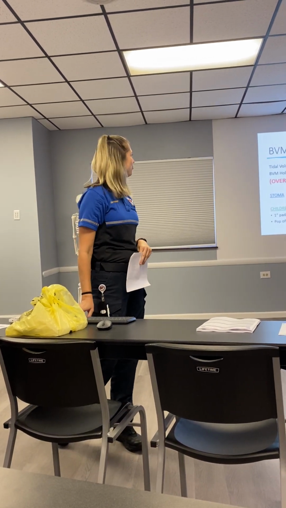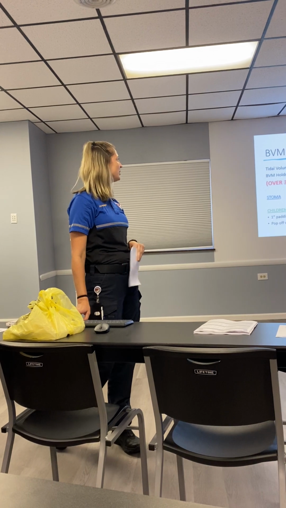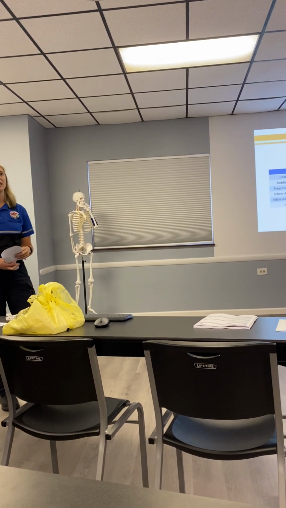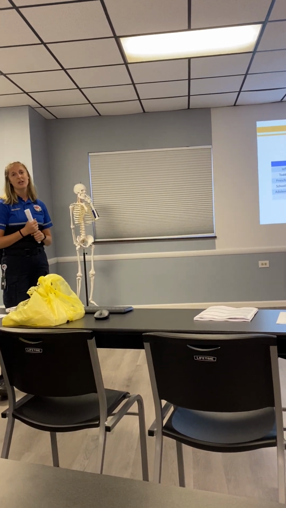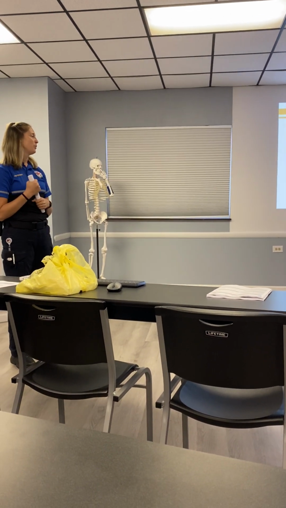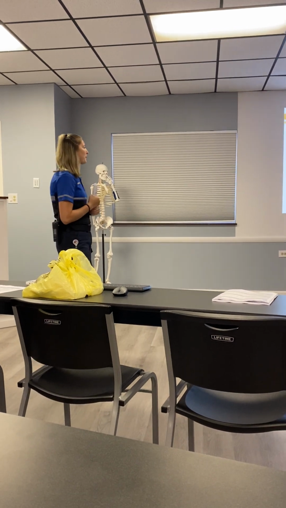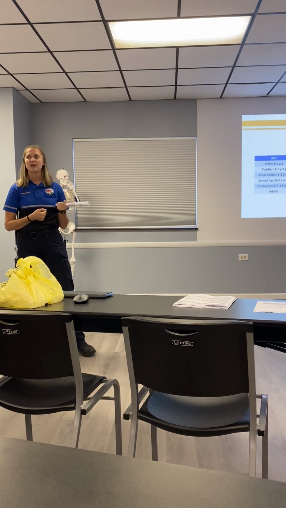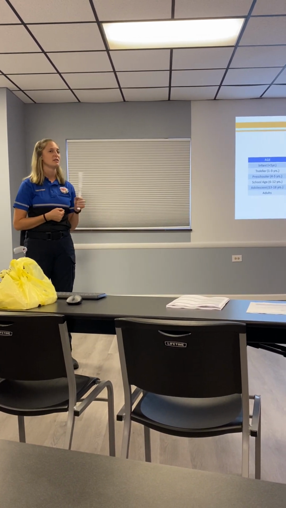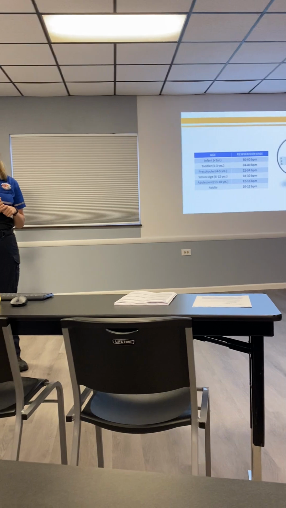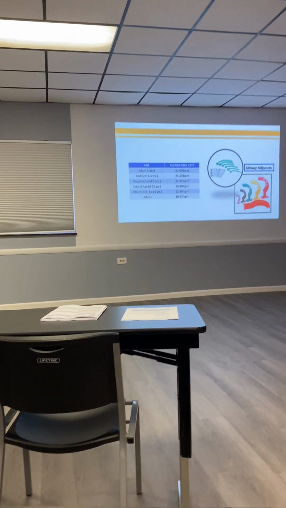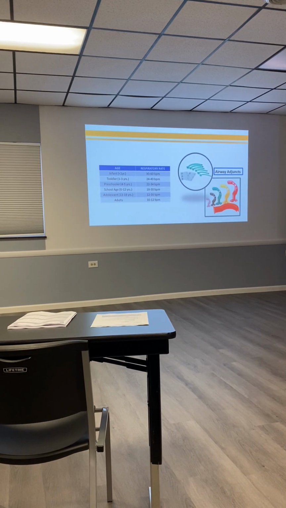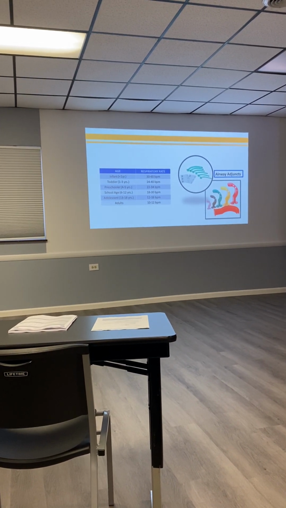All right, so if we are using any BVM at all, then we should have some type of airway adjunct in there, or even if we're getting ready to intubate or do any procedures more advanced, we should have an airway adjunct. So we have our NPAs and OPAs, and how do we measure NPAs? Corner of your nose to the earlobe. And then what about OPAs? Corner of your mouth to the earlobe.